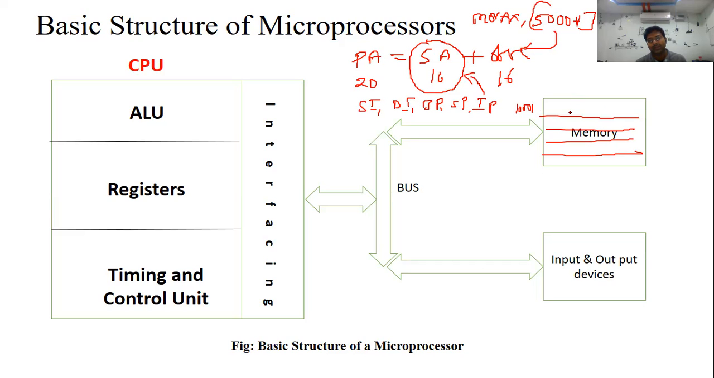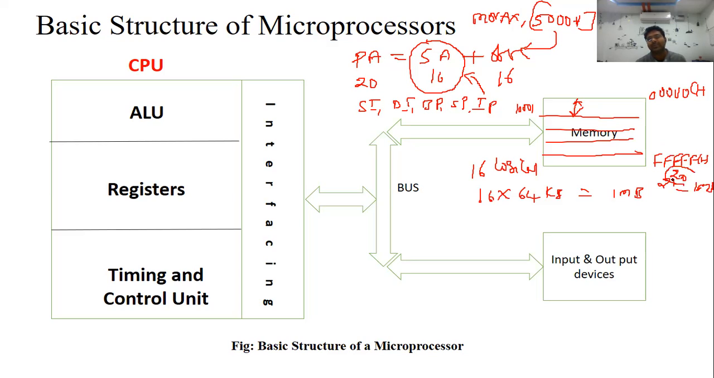So how many segments do we have? 16 logical segments are there, and each is 64 KB in size, which equals 1 MB. So what is the memory size of the 8086 microprocessor? FFFFFH, which is nothing but 2 power 20, and 2 power 20 is nothing but 1 MB.